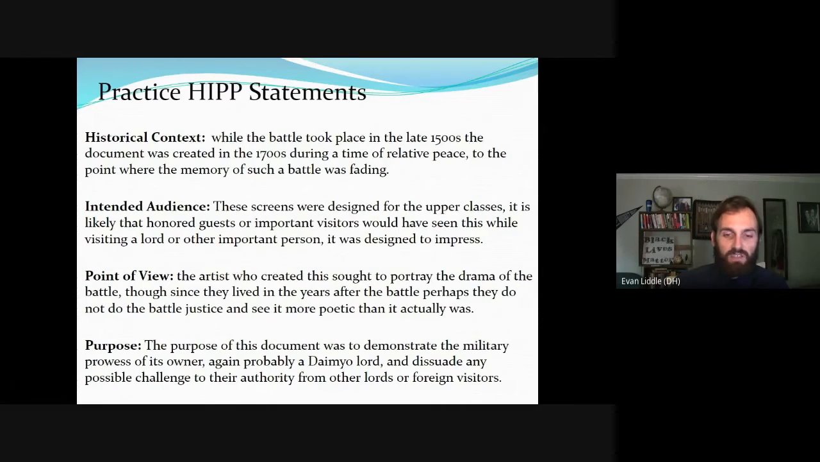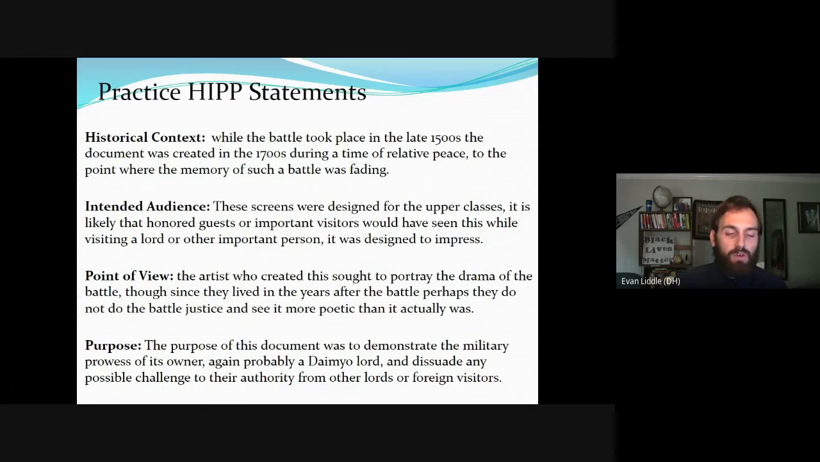This was not meant to just be something to kind of fill space. This was designed to be looked at and to impress when sitting in a room. Something to keep in mind there. The point of view. So the point of view is not the people in the battle. In this case, the point of view is the artist who created this piece of work.